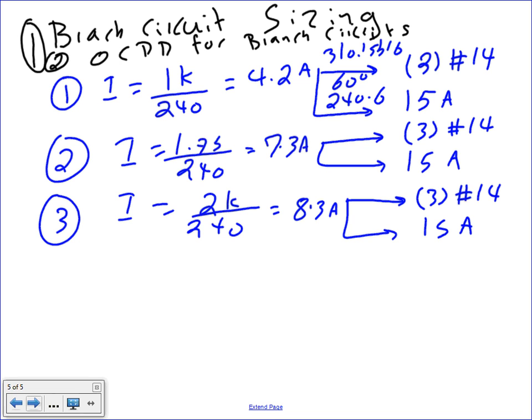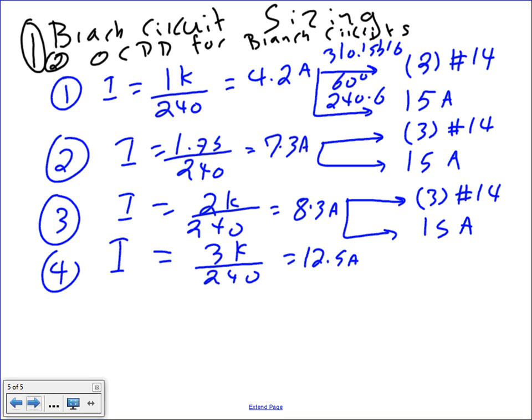Number 4 is the same thing, guys, and you get the scoop of things. 4 is 3K now. We're going to do it for 3K. 3000 divided by 240 equal 12 and a half, 12.5 amps. Take this one. That will be 3 conductors, still 3 conductors, number 14, and what's the amp? 15 amp. 3 conductors, number 14, 15 amps. Are we cool? We're still less than 15 amps.